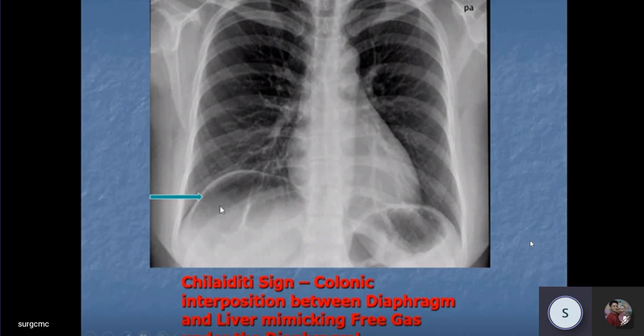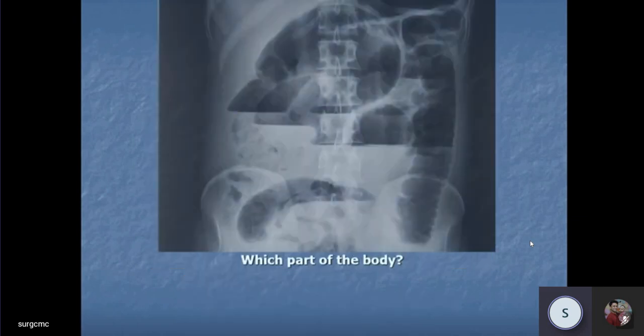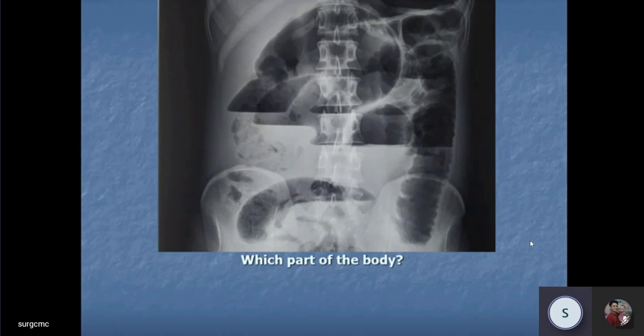In the picture you saw earlier, the free gas under the diaphragm was homogeneous blackness. This is not exactly a homogeneous blackness. So that is a crude way of determining whether it's a Chilaiditi sign, that is, colonic interposition, or free gas under the diaphragm, as we see in a case of hollow visceral perforation.